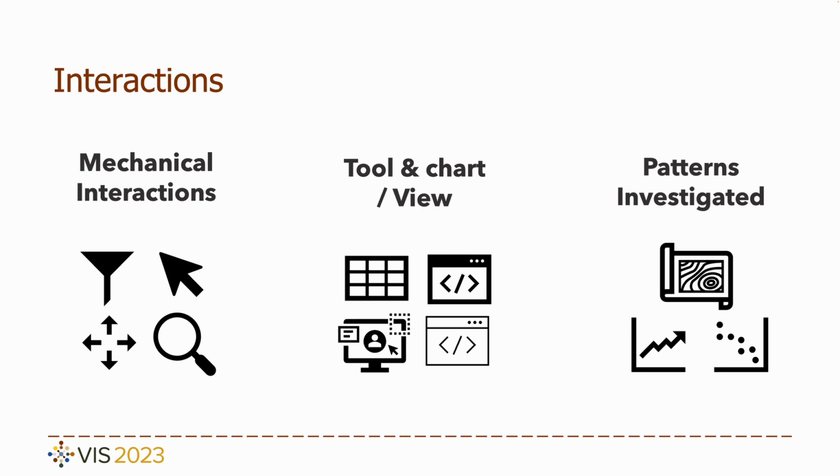To identify these analytic actions, we used a combination of what forecasters were saying and what they were visibly doing. For instance, we coded for mechanical interactions like cursor movements, selections, zooming, and filtering, the specific view or tool being used, and the patterns that were being investigated.